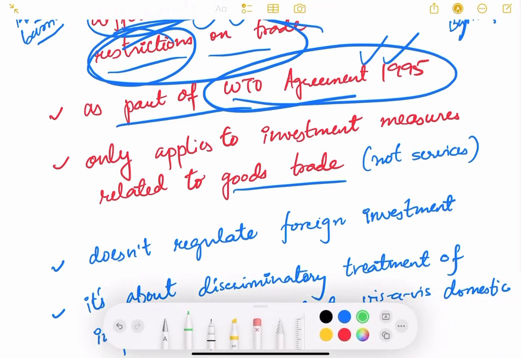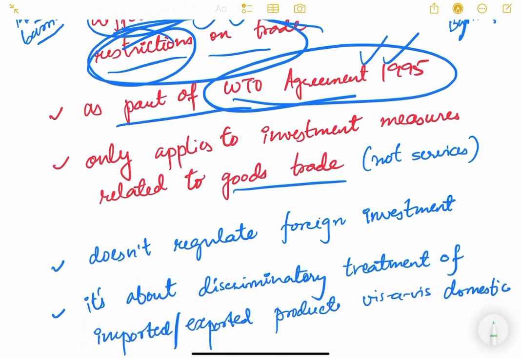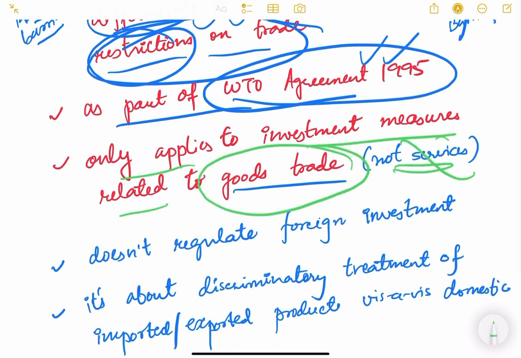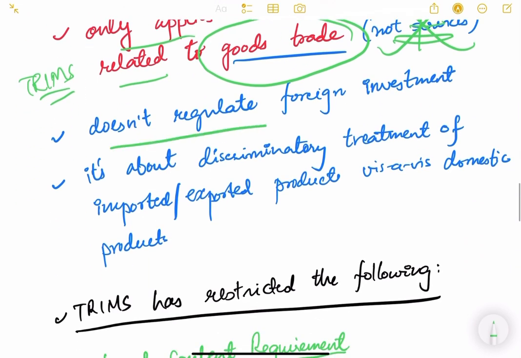Okay, it was a part of the original agreement, that also we should note. And it only applies to investment measures related to goods trade and not services. So service trade is not yet involved in TRIMS. It is only related to the goods trades. It doesn't regulate foreign investment.